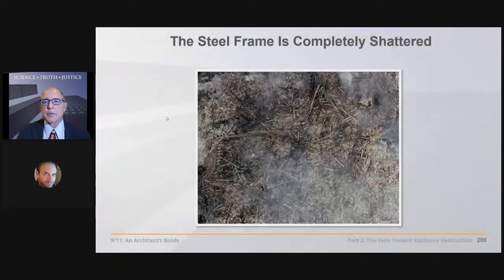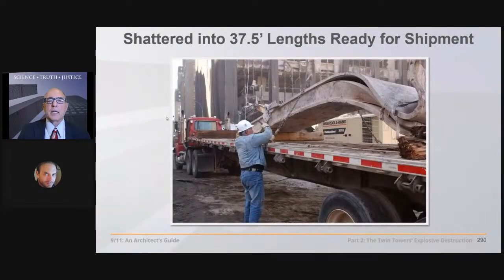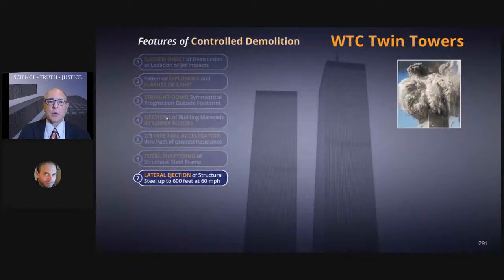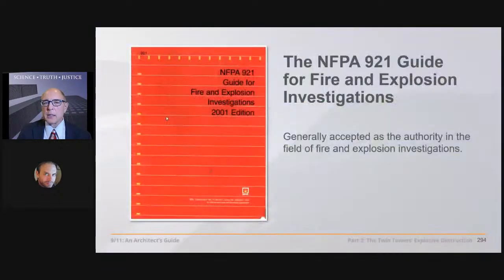Lots and lots of shrapnel effects. The building is broken up into its original structural components, as a matter of fact, almost entirely down to its 37.5-foot lengths, ready for loading and shipment, which we'll get to where it went and how fast it went. So what about feature number 7, the lateral ejection of structural steel?